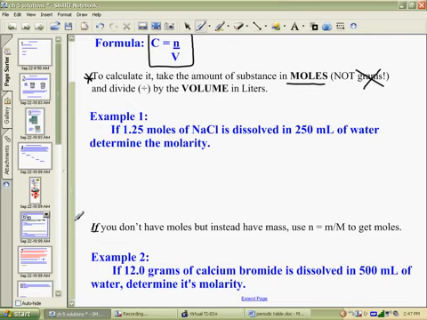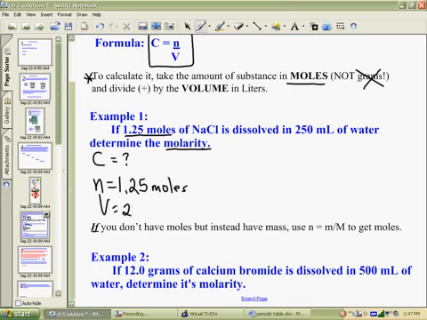If you had 1.25 moles of sodium chloride and dissolved it into 250 mL of water, determine the molarity. Molarity means concentration. That's what we don't know. We have 1.25 moles, that would be n. And our volume is 250 milliliters. Well, this is not what we want. Our directions for molarity say that it should be in liters. So we will divide this by 1,000, and that puts it into liters, 0.250 liters.